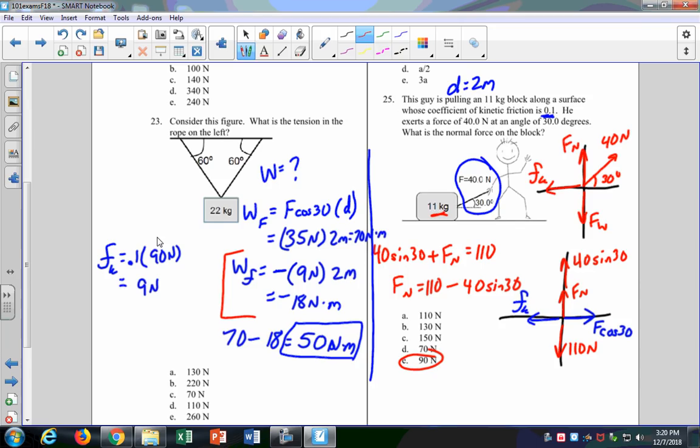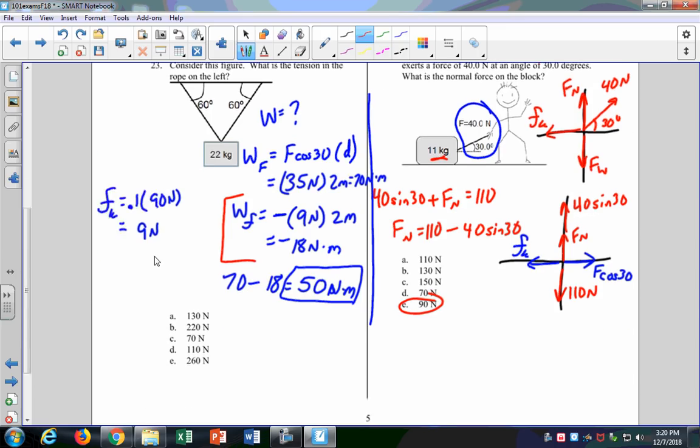Is it just working out problems, or are you going to have concept questions? Yeah, there'll be a mix of concept and calculation questions. Let me show you how I changed those.